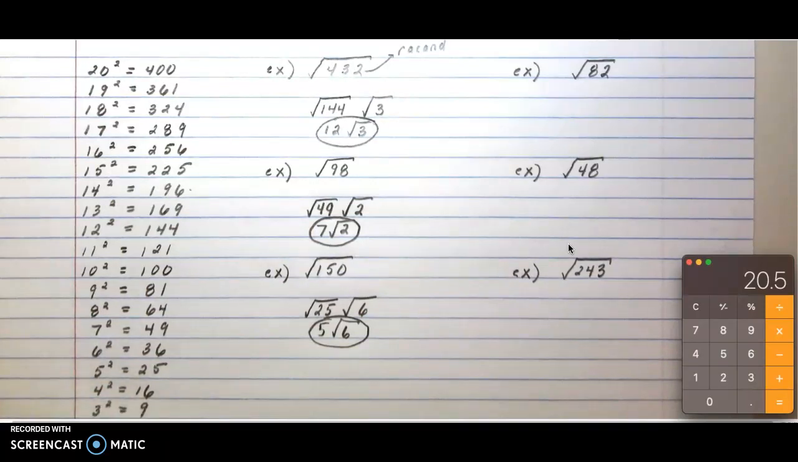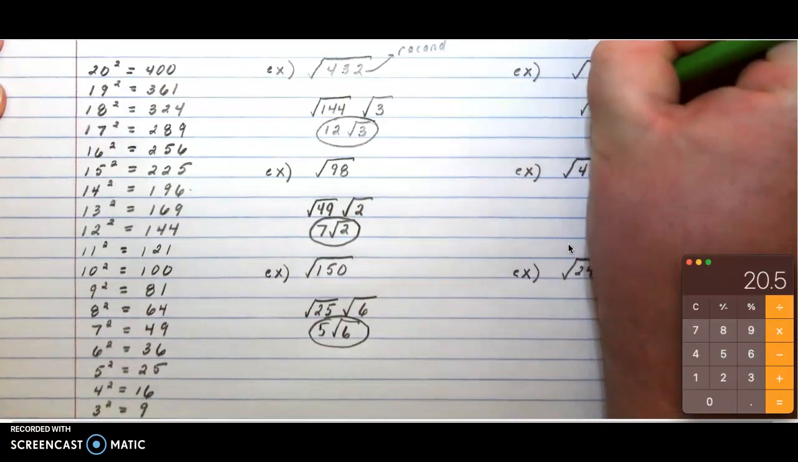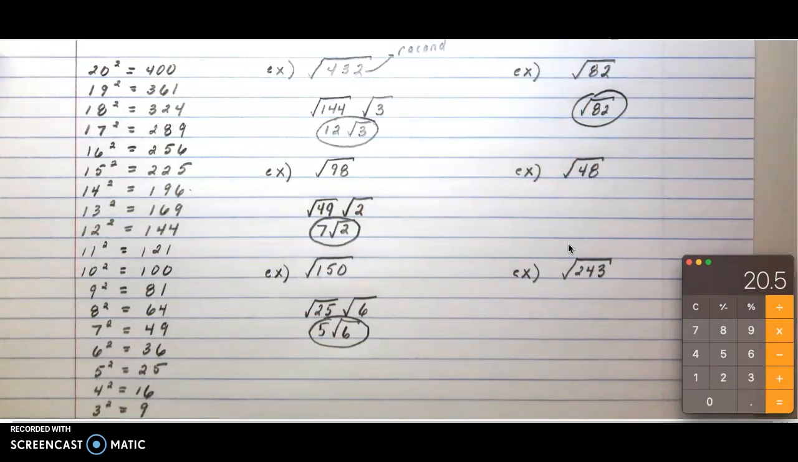So this is an example of a problem that can't be simplified. Because no perfect square goes into it, our answer is just root 82. So it's possible that it can't be simplified.